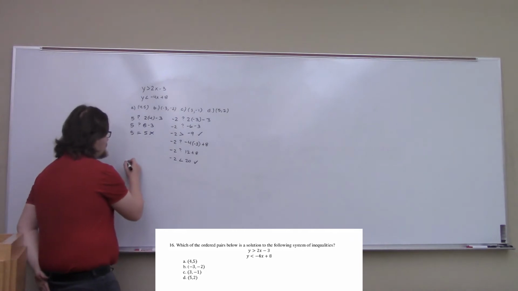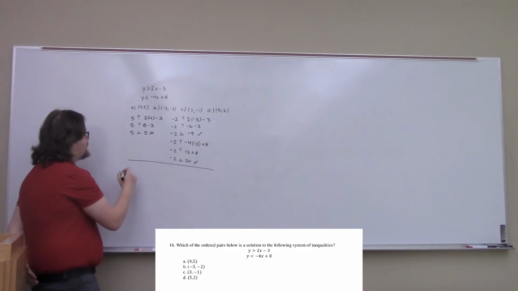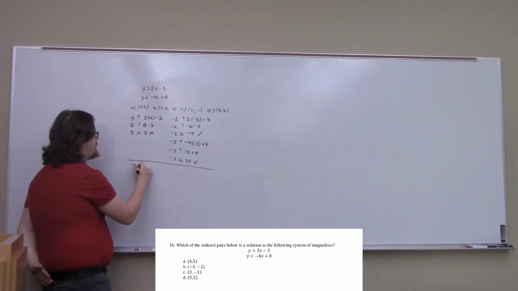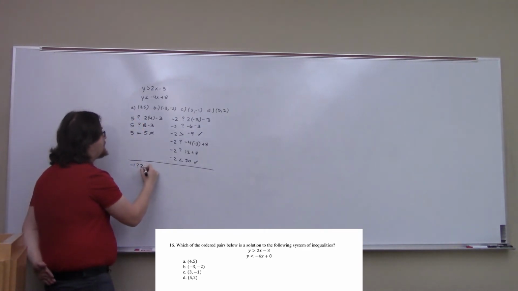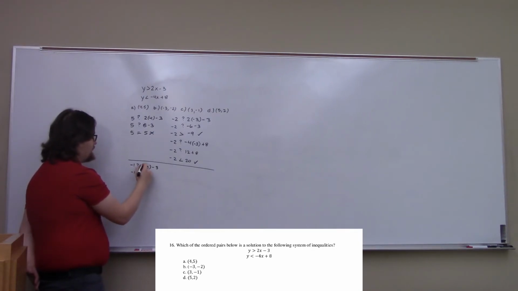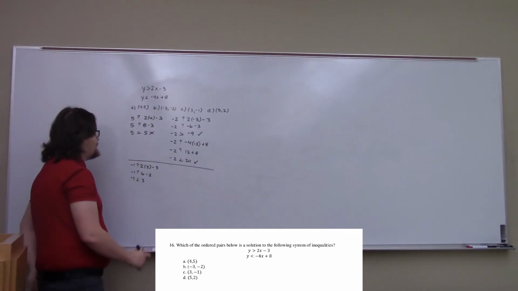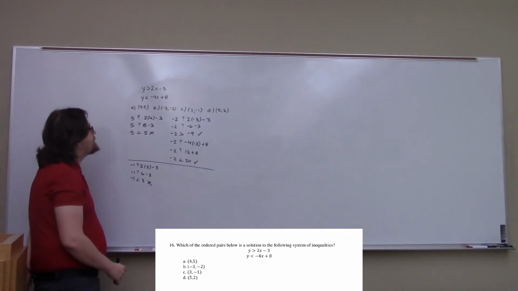Alright, so I'm going to move down here, and for answer choice C, we plug into our first equation, negative 1, 2 times 3, minus 3, negative 1, somehow related to 2 times 3, which is 6, minus 3, and then we get 6 minus 3 is 3, and we find once more that negative 1 is less than 3, which does not match the sign direction, so this cannot be our answer.